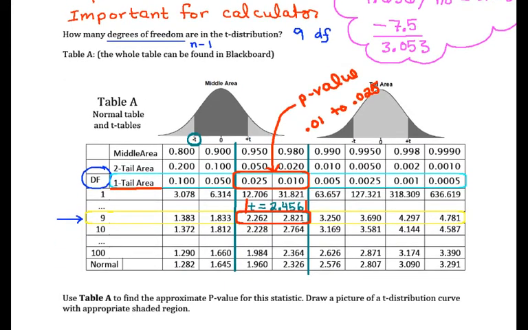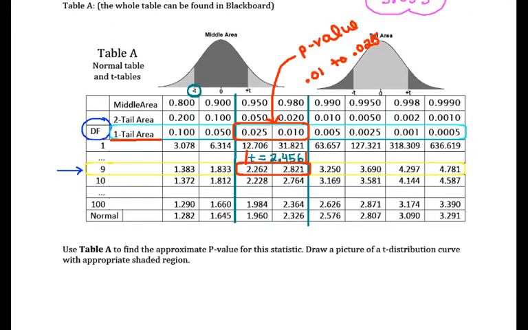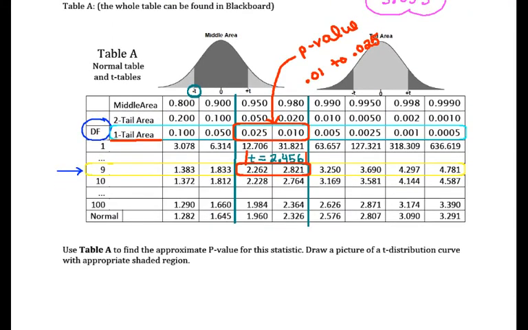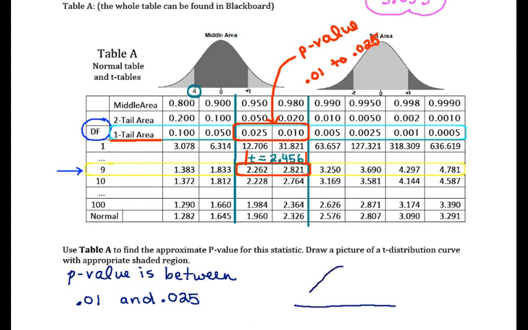So let's go ahead and write down what we think our approximate p-value is. The p-value is between 0.01 on the low end and 0.025 on the high end. And let's also go to StatKey and get a more accurate estimate of this after we draw a quick little picture here.